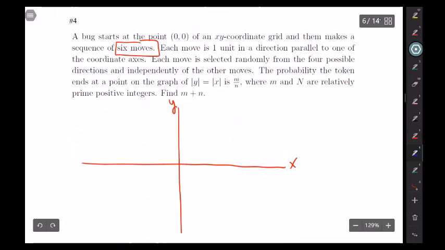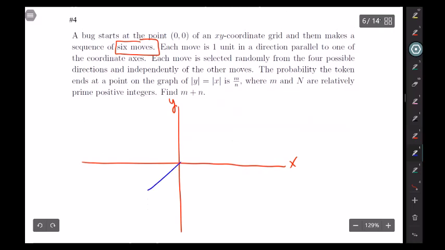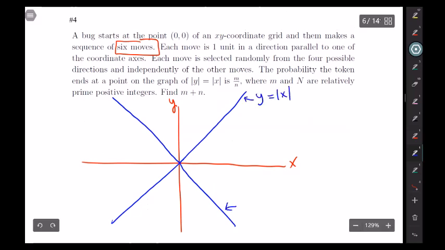After 6 moves, what's the probability that we will end up somewhere along this line? Or somewhere along this line? Aha, do you guys agree? So the upper one is y equals absolute value of x. The bottom is y equals minus absolute value of x, so when I say the bottom, I mean this one, right? So that's the minus of it. So therefore you get the whole thing.